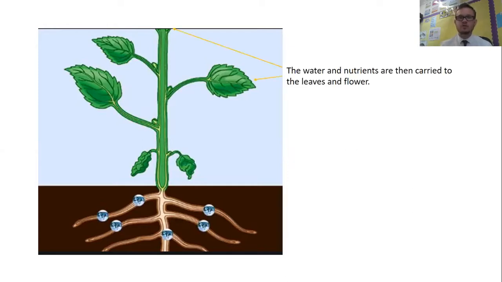The water and the nutrients are then carried to the flower and the leaves, and we know how important the leaves are, and that's going to be even more important tomorrow. Next lesson, when we look at photosynthesis, you'll see just how important those leaves are. Essentially, they release the gases that they don't need. They also take in gases as well. So important for plants are leaves.